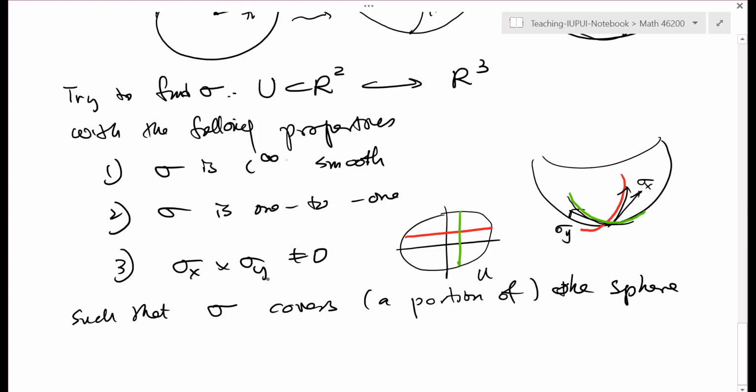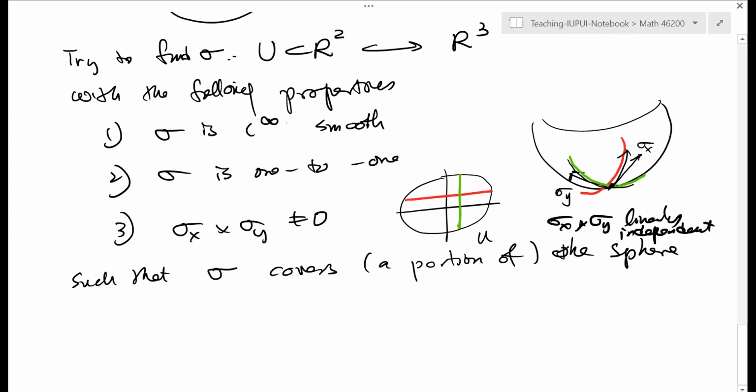This cross product not equal to 0 means those two are linearly independent. Otherwise, you will get some strange picture, not a nice one. It's not collapsing to something, no single point. So that means these two are linearly independent.